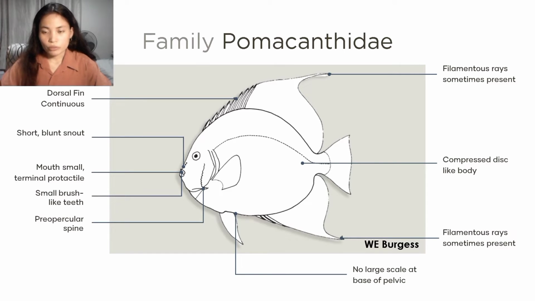Similar to the butterfly fish, they have a compressed disc-like body, small mouth, brush-like teeth, and a continuous dorsal fin. However, they possess feathery pectoral fins with dark eyes and a short, blunt mouth. All angelfishes have a thorn or a spiny growth. Additionally, they have a prominent preopercle spine, but they do not have a large scale at the base of the pelvic fin.